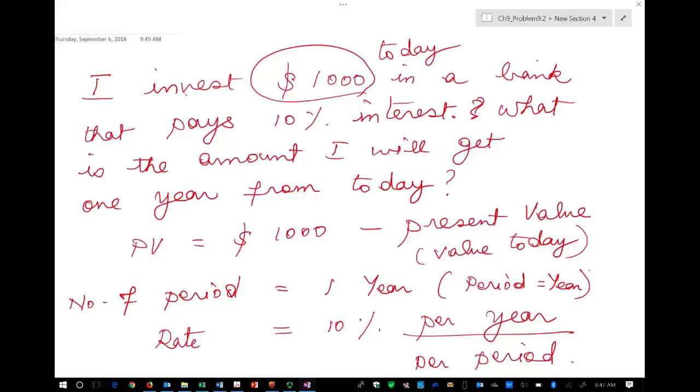So we started with $1,000. We invested in a bank or any other institution that can give you some return. We assumed a 10% return on our investment, and I asked the first question: what is the value that you will get at the end of the first year? Then we started putting a little bit of definition. The cash that you hold today, we call that present value. So in our problem, $1,000 is the present value.